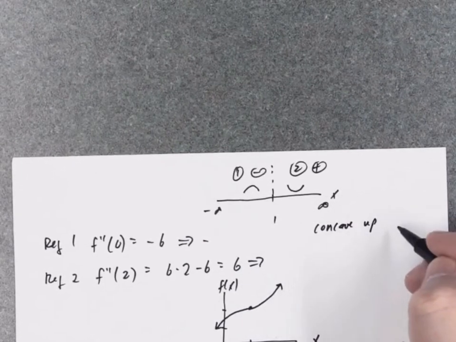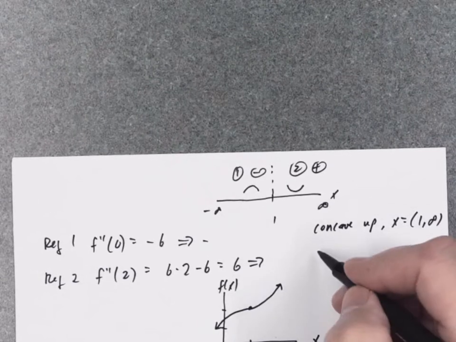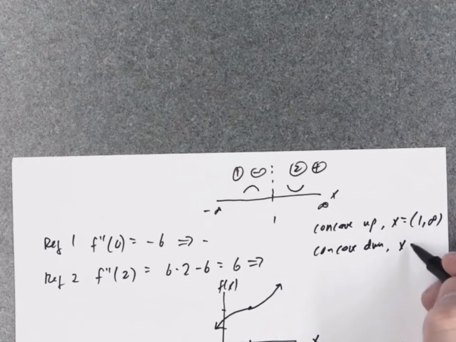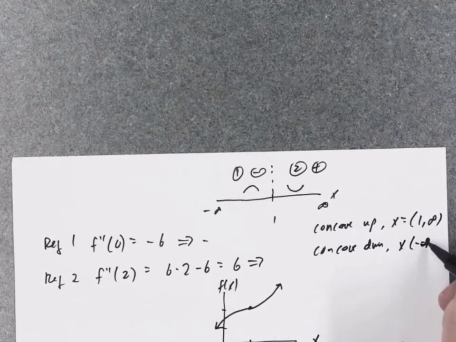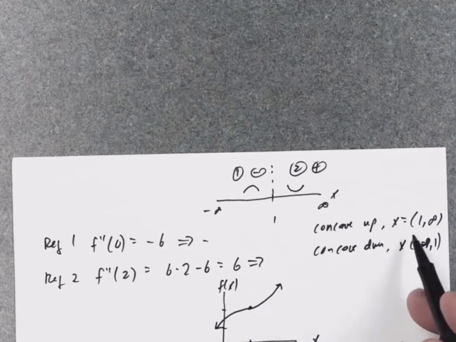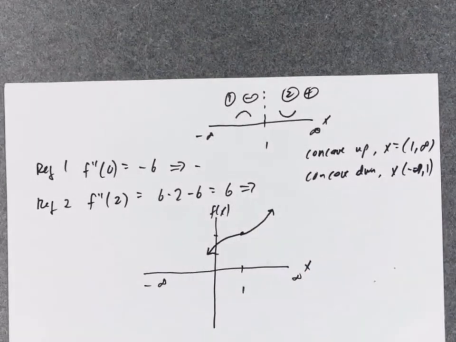Concave up, x is 1 to infinity. Concave down, x negative infinity to 1. Is that what we have here? Negative infinity to 1, concave down, 1 to infinity, concave up. So my guess is the graph looks a little bit like this.